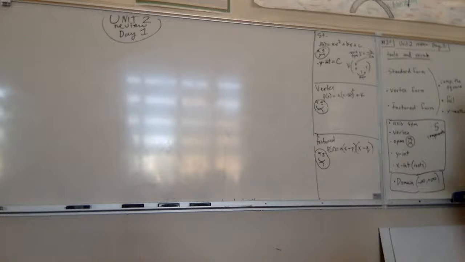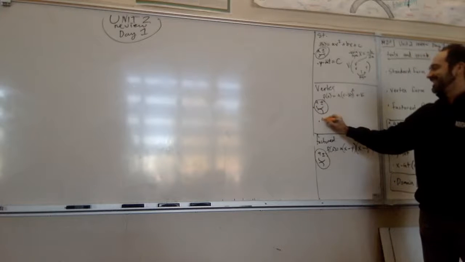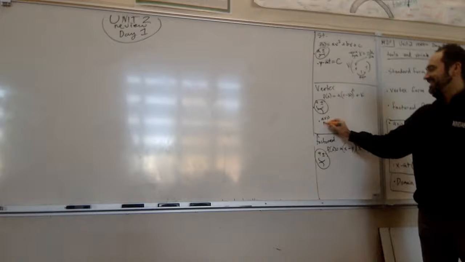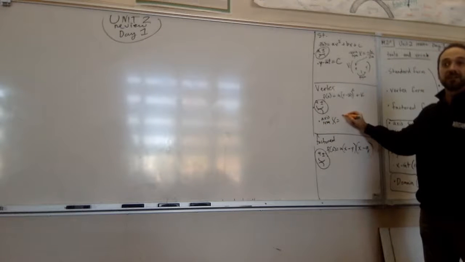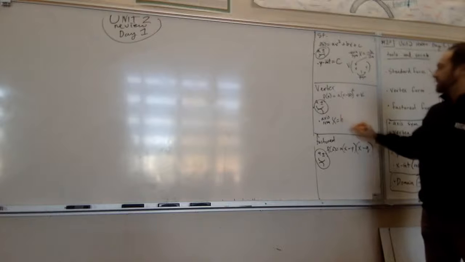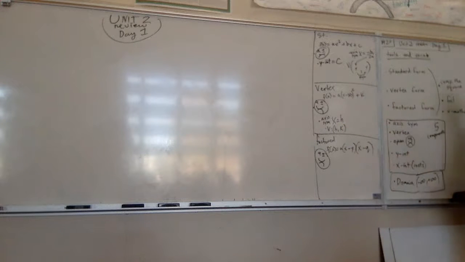Okay. Vertex form. What can we find with the vertex form? The vertex. Actually, I was trying to get you to say axis of symmetry. All right, what's the axis of symmetry? x is equal to h. So then we can find the vertex. It's at (h, k). Okay. That's good for that one.